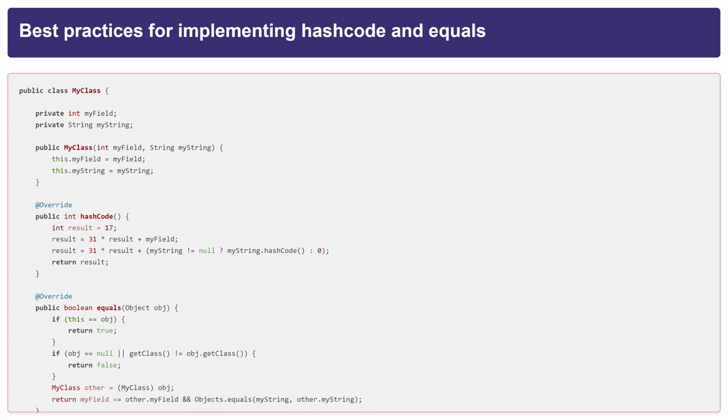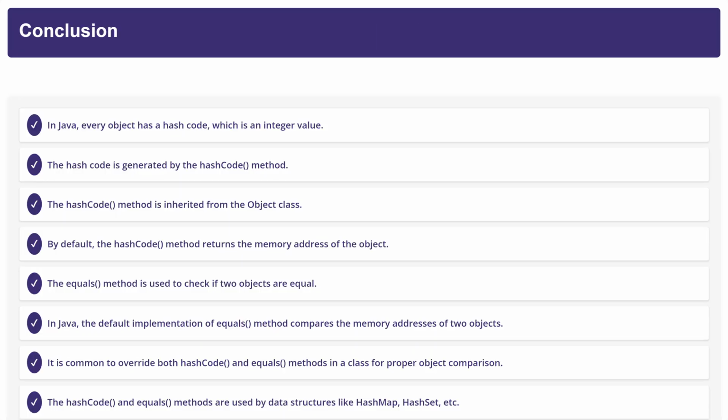and myString values. In Java, every object has a hashcode which is generated by the hashcode method. The default implementation of HashCode returns the memory address of the object. The equals method is used to check if two objects are equal. By default, it compares the memory addresses. However, it is common to override both HashCode and equals to provide proper object comparison. These methods are important for data structures like HashMap and HashSet.